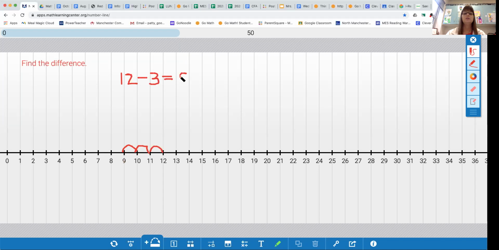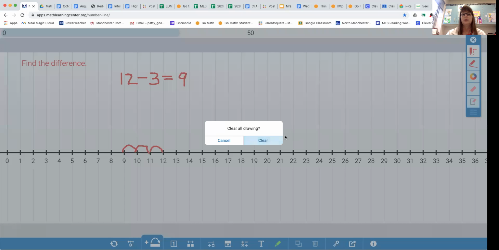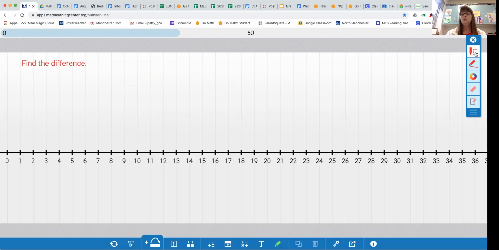This is a way to solve subtraction facts fluently. We want to be able to find that difference, find that answer effectively and accurately and fairly quickly. Okay? So if it's a minus 1, 2, or 3, we can use our number line to subtract. Okay? Let's try another one.